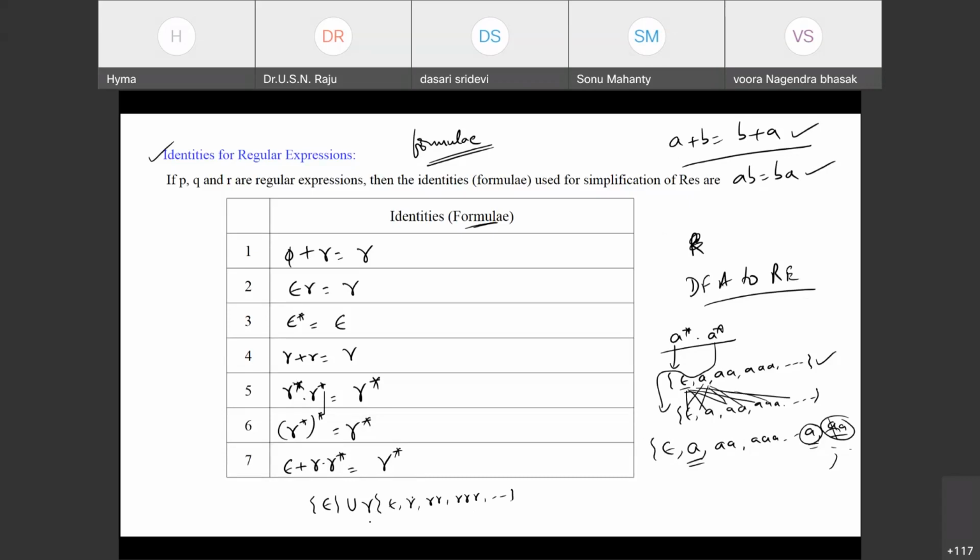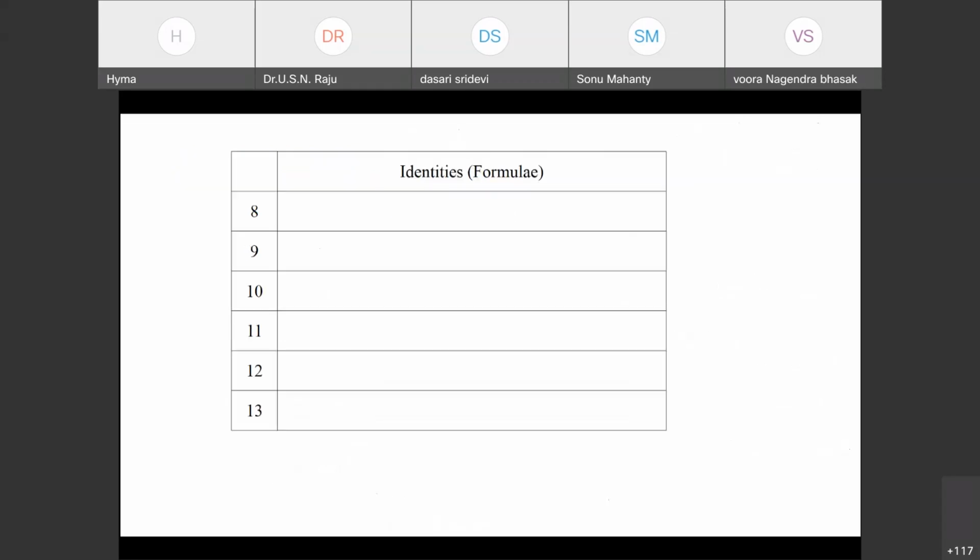Then what is the concatenation of this one? We know R with epsilon, that is R, then double R, triple R, 4 R's like this. Then epsilon union with epsilon, then epsilon, R, double R, triple R. Is it R star or not? Okay, right. Then next one, epsilon plus R star, now epsilon plus R whole star.